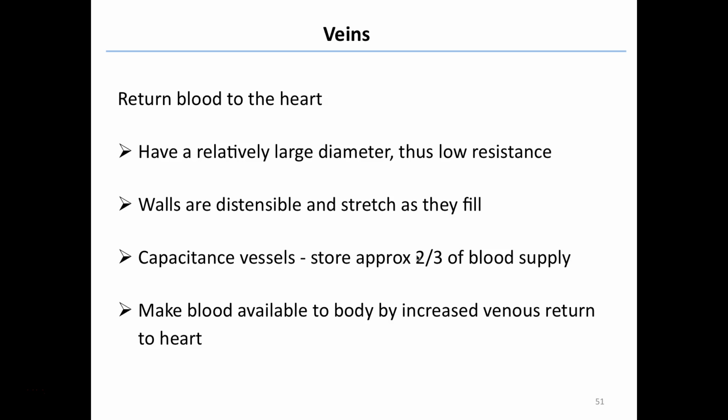With their large diameters and thin walls, the veins can swell to accommodate a large proportion of the body's blood supply, and in some cases, up to 60% of the total blood volume of the body can be found in the veins at any one time. The veins can be thought of as blood reservoirs, and they are often referred to as capacitance vessels. Blood supply to the heart can be increased by increases in the return of blood from these veins.